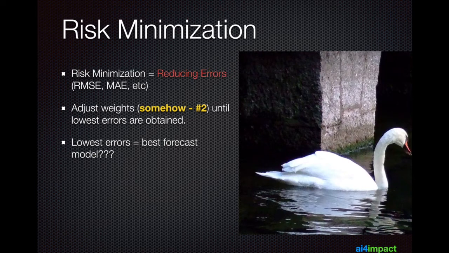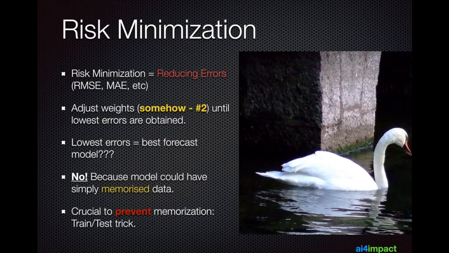But the question is, does low errors on an existing data set mean a good forecast model? Well, the answer is no, because you could always have a trivial model that simply memorized the training data. It is actually crucial to prevent memorization. And this is one of the central challenges of using neural networks and other machine learning algorithms. To solve it, we will use something called the train and test trick.